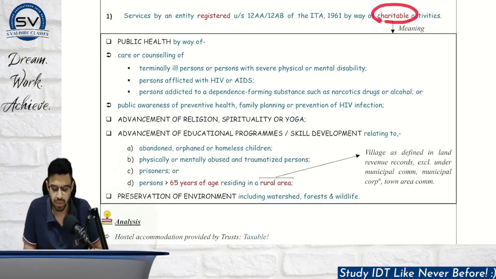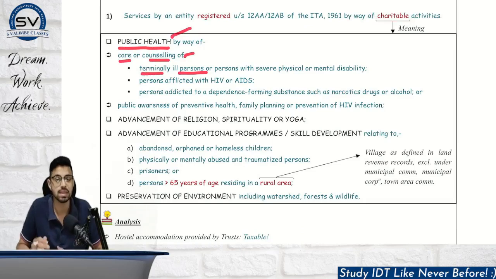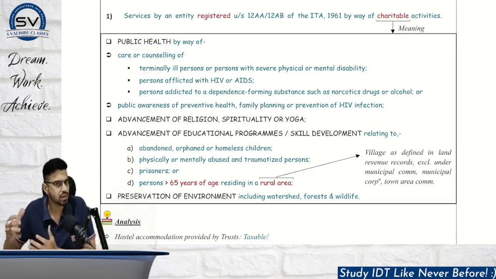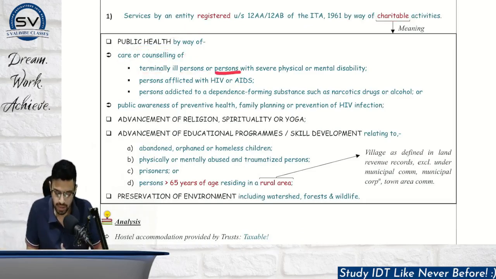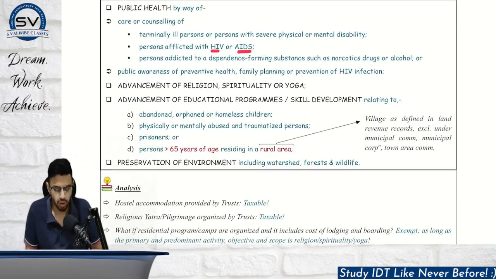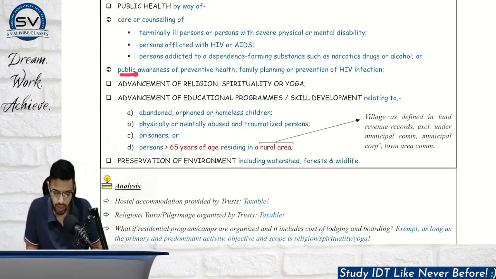Let's understand what is the meaning of charitable. Charitable means public health by way of care or counseling of terminally ill persons. Terminally ill means the death is certain, or persons with severe physical or mental disability. This will be adequately indicated in the question. Persons afflicted with HIV or AIDS, technically these are two different infections. Persons addicted to a dependence forming substance, some narcotic drugs or some kind of alcohol. Public awareness of preventive health, family planning, prevention of HIV infection.